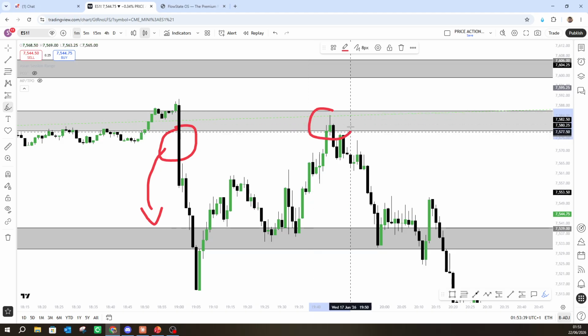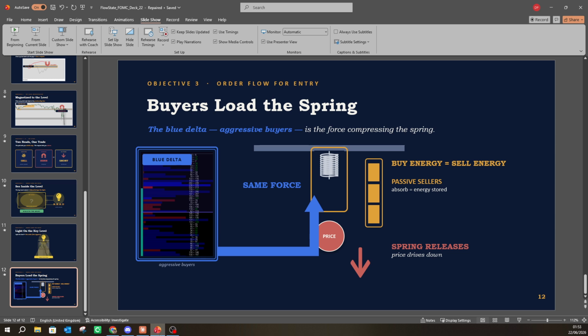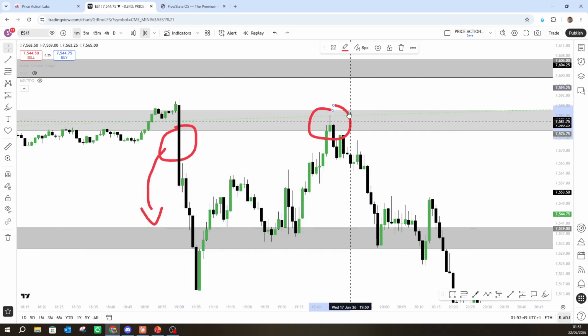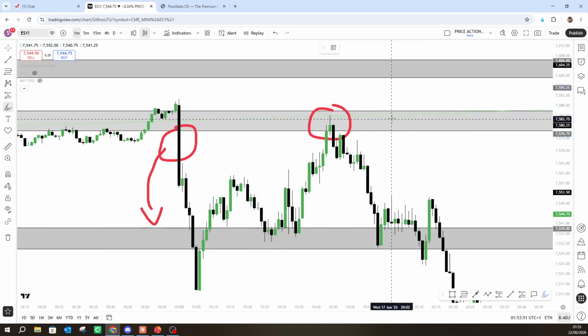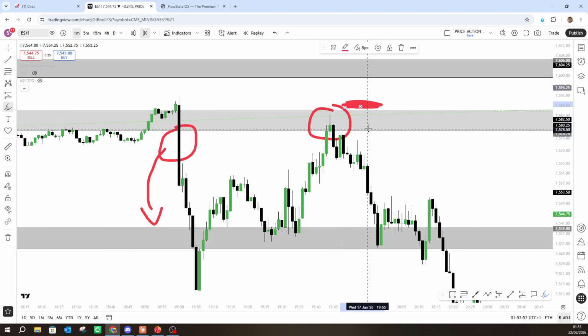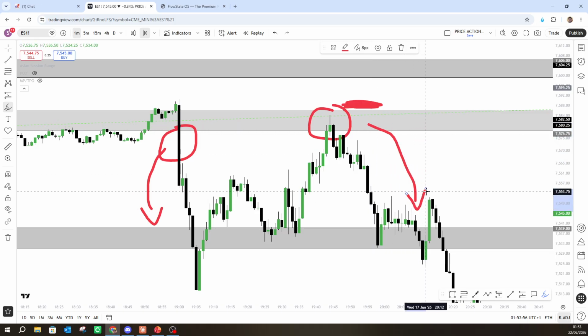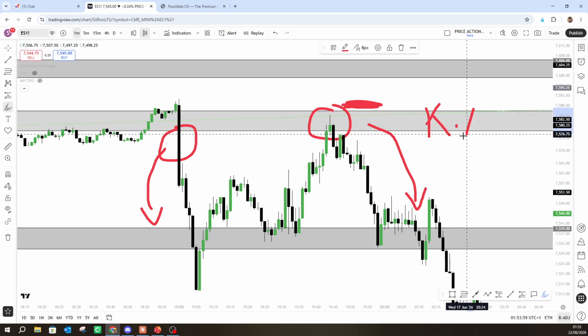Then we tapped into the zone over here. So what was going on inside the zone? It's exactly what was going on here, right? All this aggressive buying, all this blue delta over here. That was what we saw. We saw all the buyers unable to break above the zone, and that's why we had lower prices, because of the spring. So imagine this key level here being like a spring.